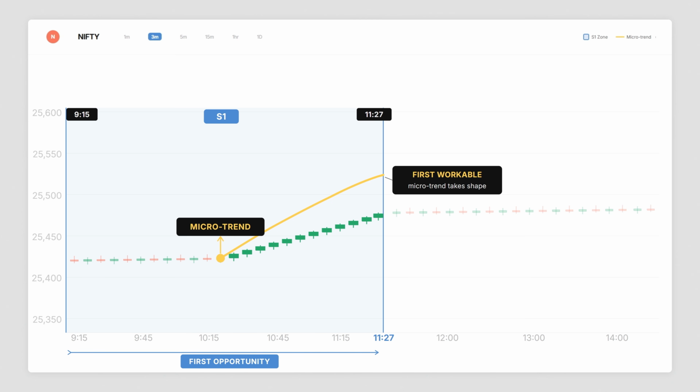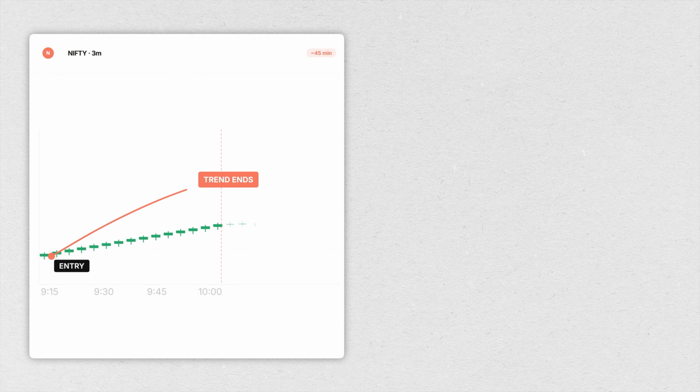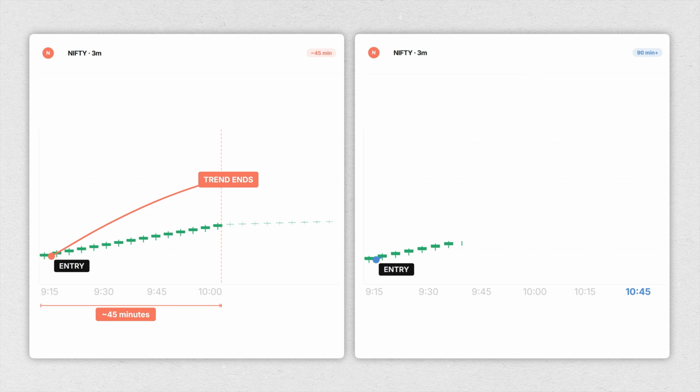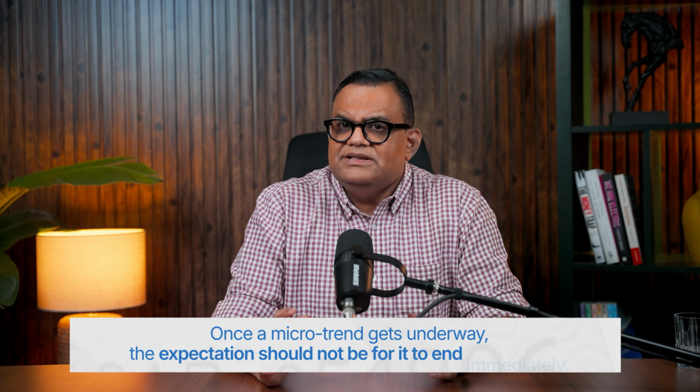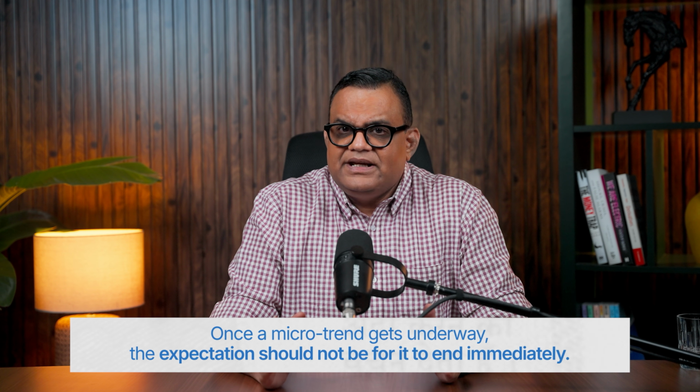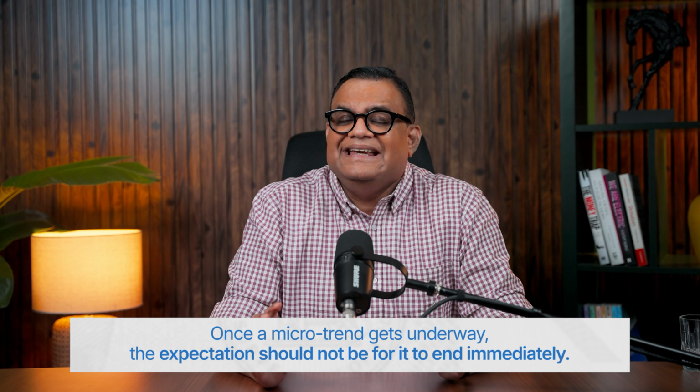Somewhere within that window, you will usually see the day's first workable microtrend begin to take shape. Once that move starts, it generally has a certain shelf life. On the shorter side, it may last around 45 minutes, while on the stronger side, it can continue for 90 minutes or even longer. That is important to keep in mind because once a microtrend gets underway, the expectation should not be for it to end immediately. It usually has some room to play out.